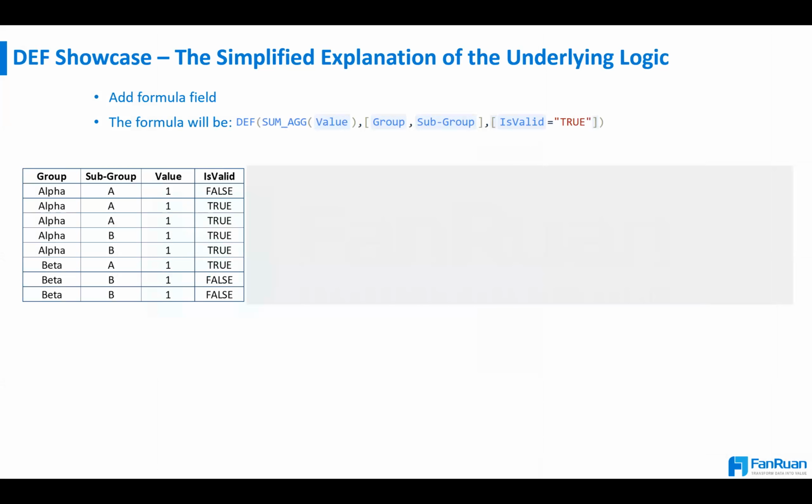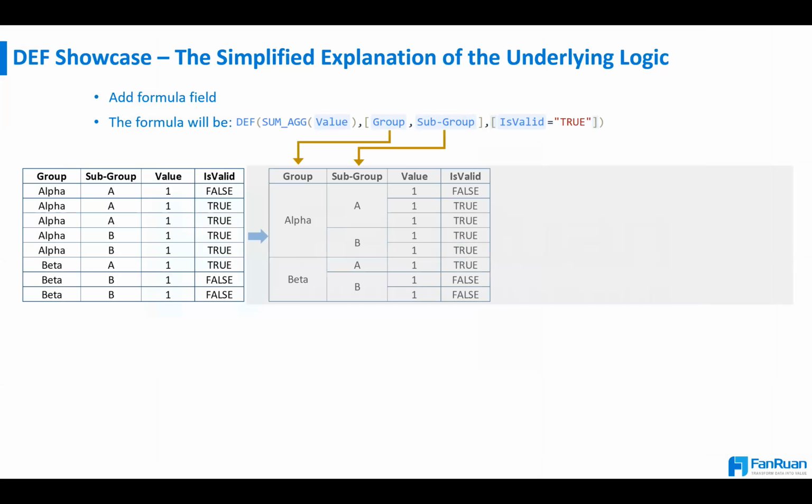For the first step, we are going to add a formula field. The formula to be used, I already put here: def sum aggregation value with group, subgroup, and is valid equals true. Next, I will introduce how the background calculation is performed and what each parameter does in this calculation.